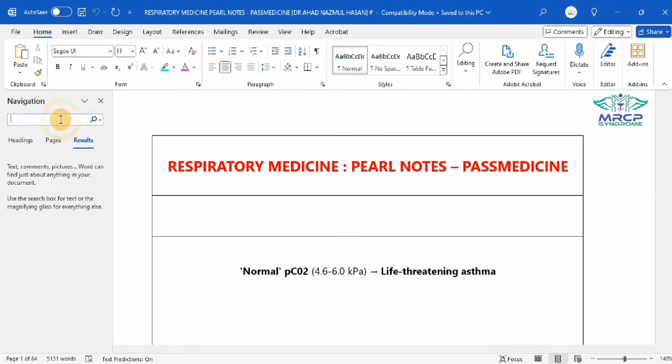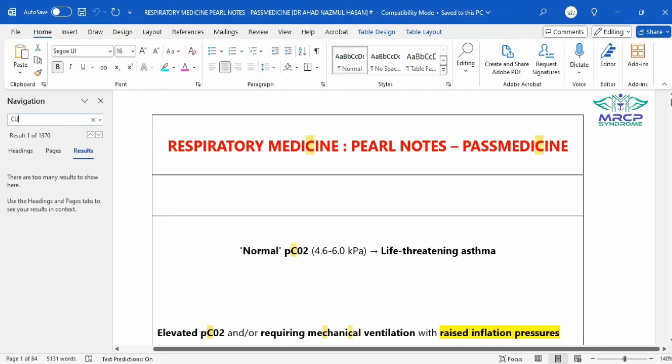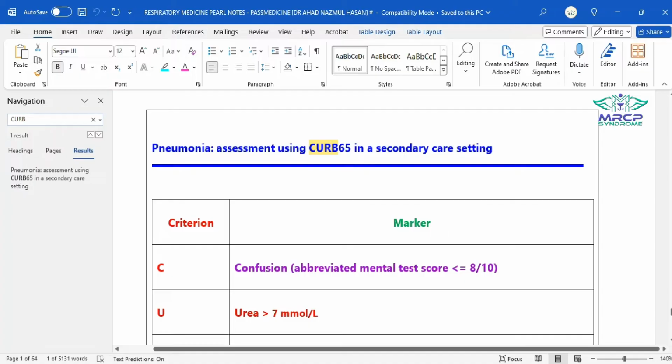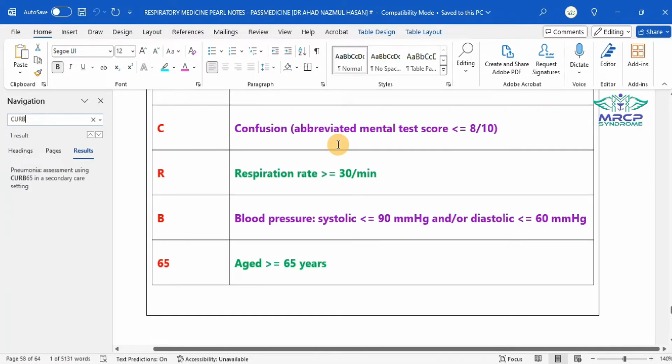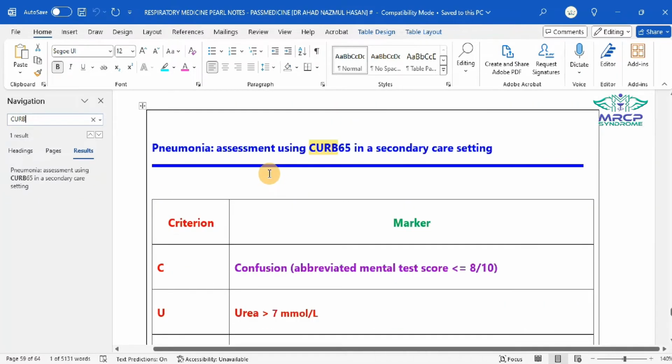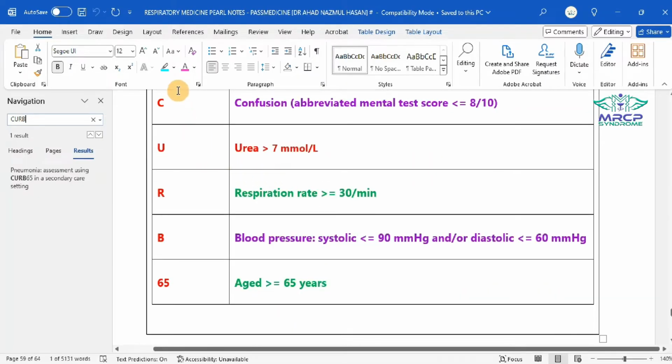When the CURB-65 score is 3, where should the patient be treated and what should be the choice of antibiotics? In the secondary care hospital setting, whenever the patient is admitted, before admitting the patient we usually omit the urea from the assessment. In the primary care setting, we go with the CRB-65, but whenever the patient is admitted in a secondary care setting, we go for the CURB-65.